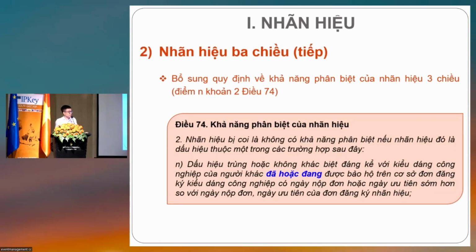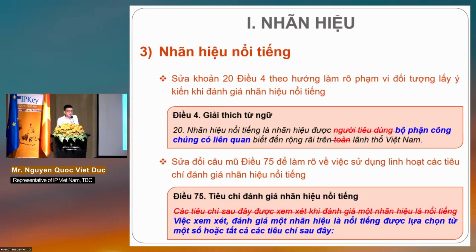Now, regarding the industrial design, when the 3D mark has some repeated characteristics, or it's not different from protected 3D marks, when it was already protected before the time you submit the application for the 3D mark protection, then that 3D mark is considered non-distinctive and it will be refused.